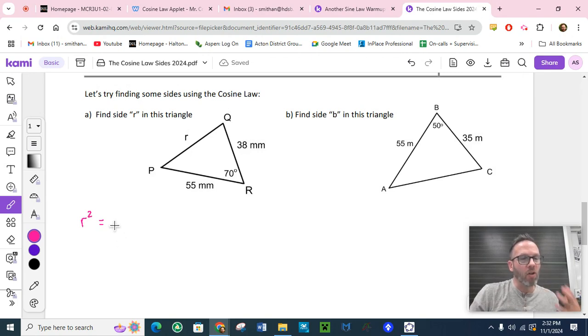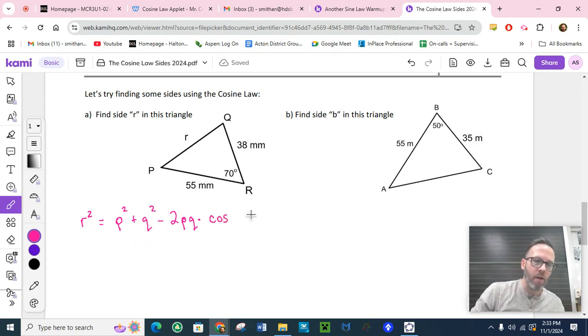So if we have little r squared, what does the cosine law say? Well, that will equal the other two sides, which would be p and q. So p squared plus q squared. And then it's always minus 2 times those other two sides, p and q. And then always times the cosine of that matching angle. We're finding side r on the left, so it's angle capital R there.